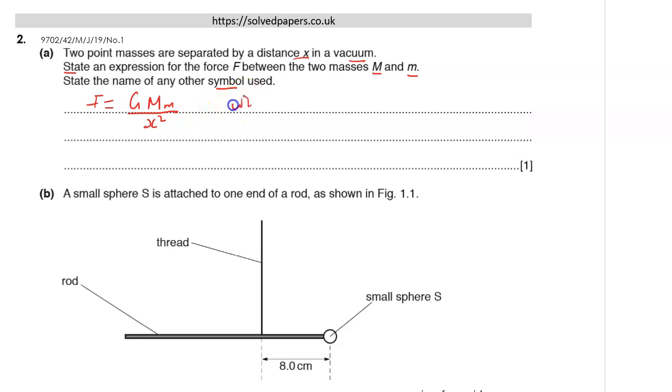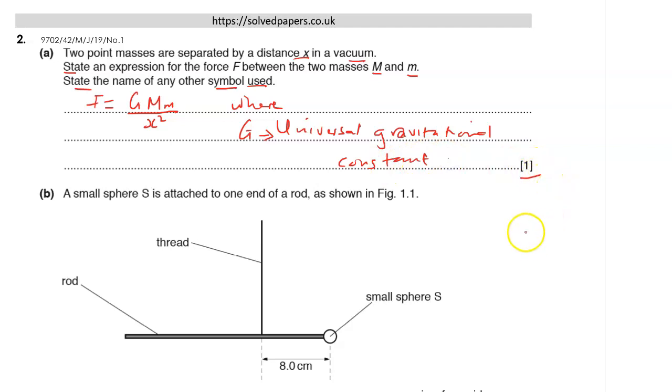And we are asked to state the name of another symbol used. So the other symbol used that is not stated is G, and G is what we call the universal gravitational constant.